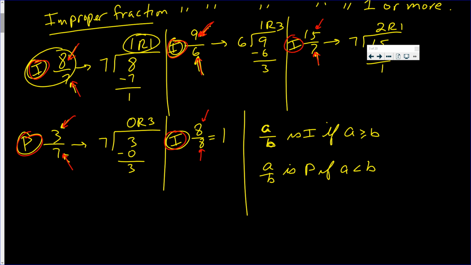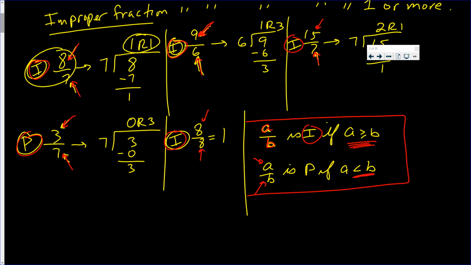Okay, that is a good way of deciding if a fraction is proper or not. If the top is bigger than the bottom or equal to it, it's improper. And that's what I'm saying, the top is bigger than or equal to the bottom. If the top number is smaller than the bottom, that's just what it says. It's proper.